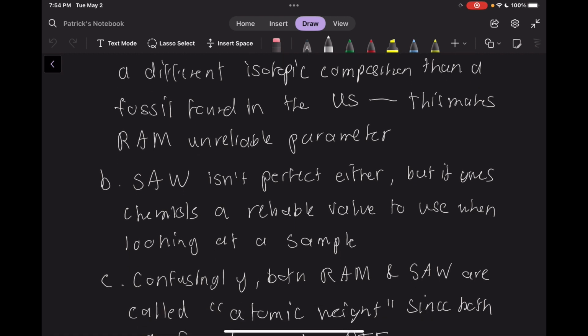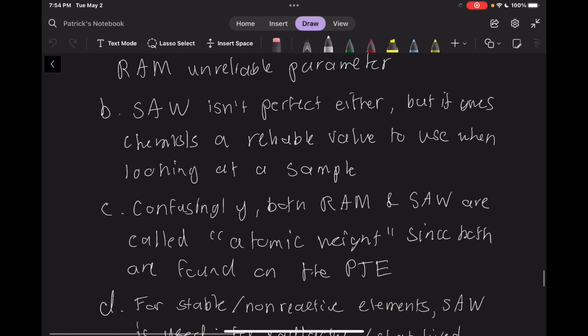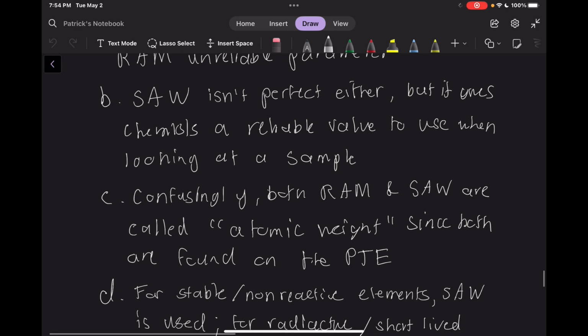Of course, standard atomic weight isn't perfect either, but it does serve as a reliable and well-tested value for chemists anywhere in the world. Again, the confusion we have to avoid here comes in because both relative atomic mass and standard atomic weight are called atomic weight. Now, a person might be tempted to ask why that's the case, and the answer is because both RAM and SAW values can be found on the periodic table. Why is this the case?